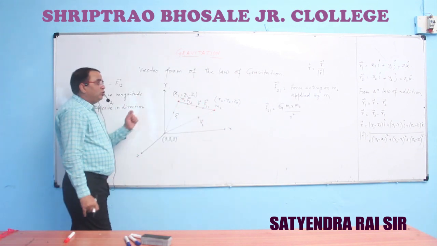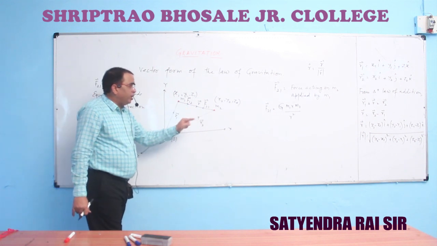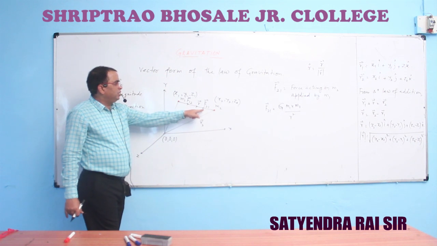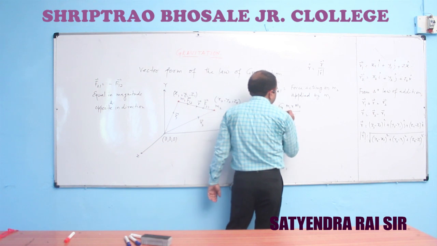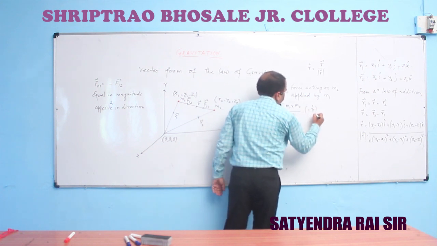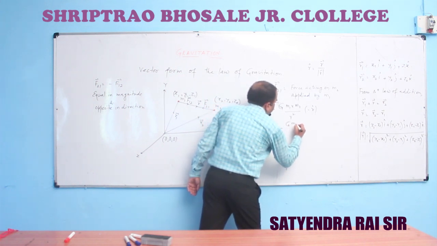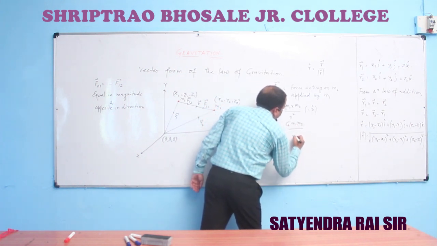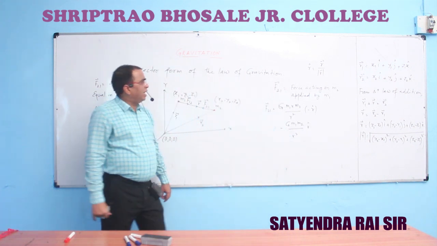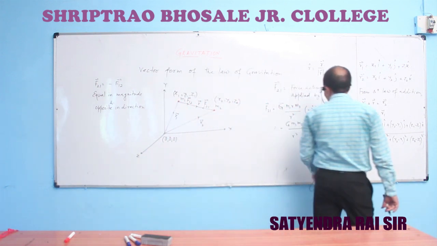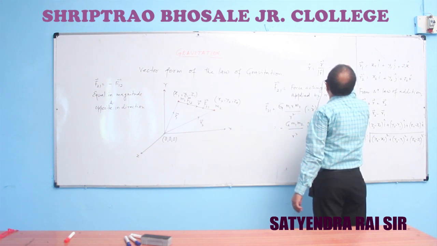Now, is the force towards R, along R, or opposite to R? We can see that this force F21 is opposite to the vector R. So this will be written as minus of R cap, or we can rewrite this as minus of G m1 m2 upon R square into R cap. Since R cap is vector R upon mod R, we may write mod R as simply R.